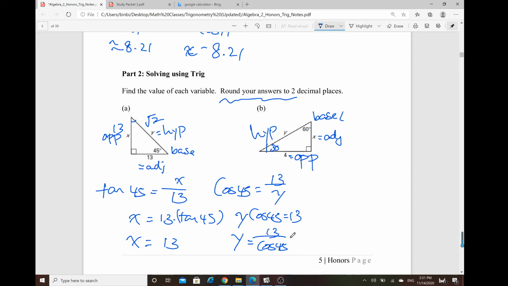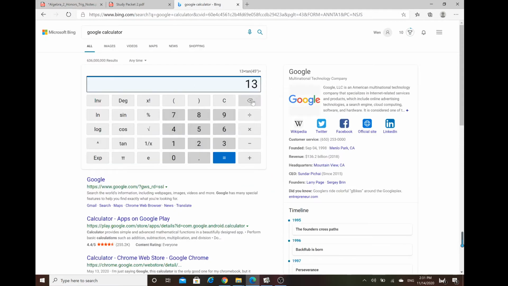Again, so you want to approximate this one. So you want to put it into the calculator. So 13 divided by cosine of 45 degrees. Okay, like that. So that would be considered 18.38. Again, you want to round it to 2 decimal places. So 18.38.